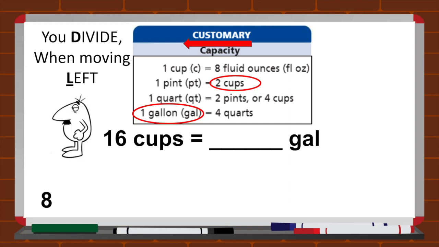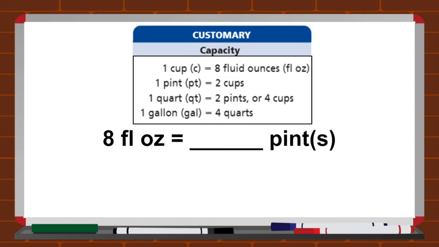Once we have that 8, we now need to climb down one level, which means we are going to divide by 2. 8 divided by 2 is 4. We're not done yet. We still have one more level. Our 4 needs to be divided by 4. This is going to give me 1. So 16 cups is equal to 1 gallon.